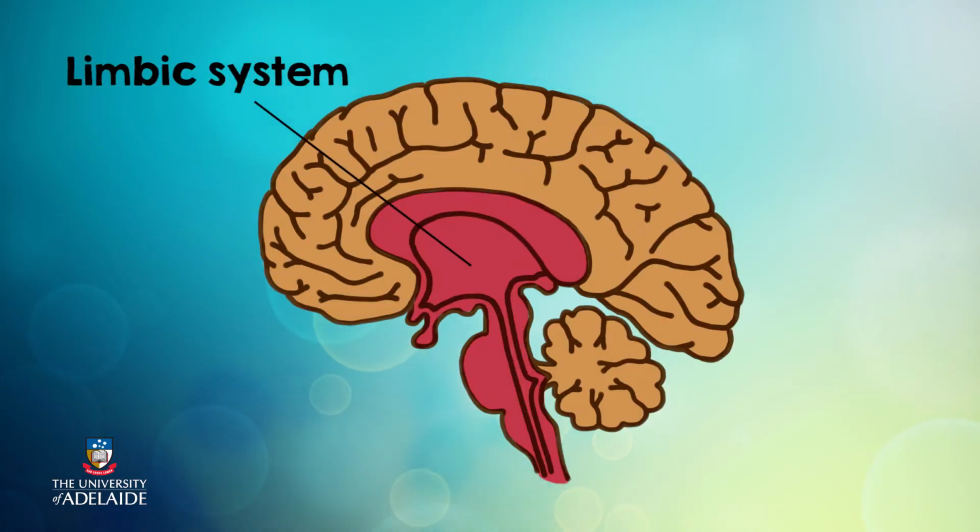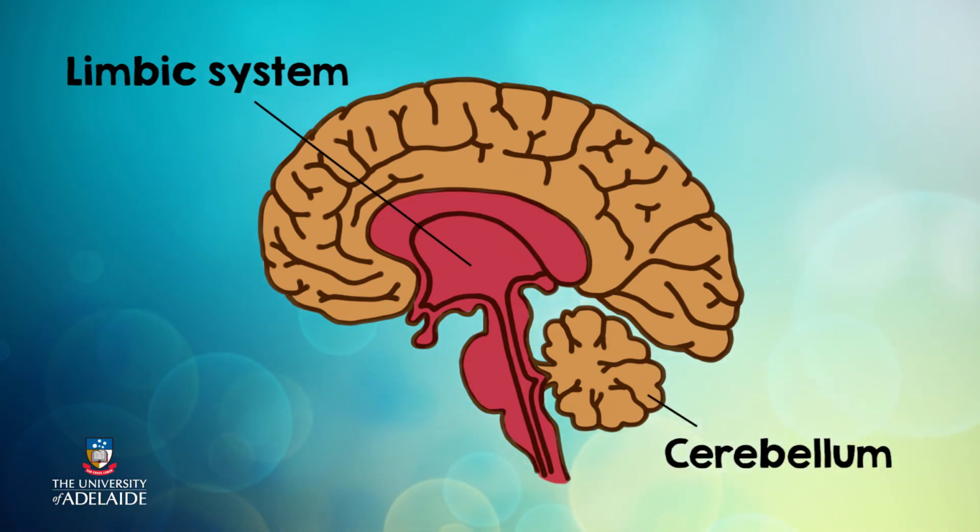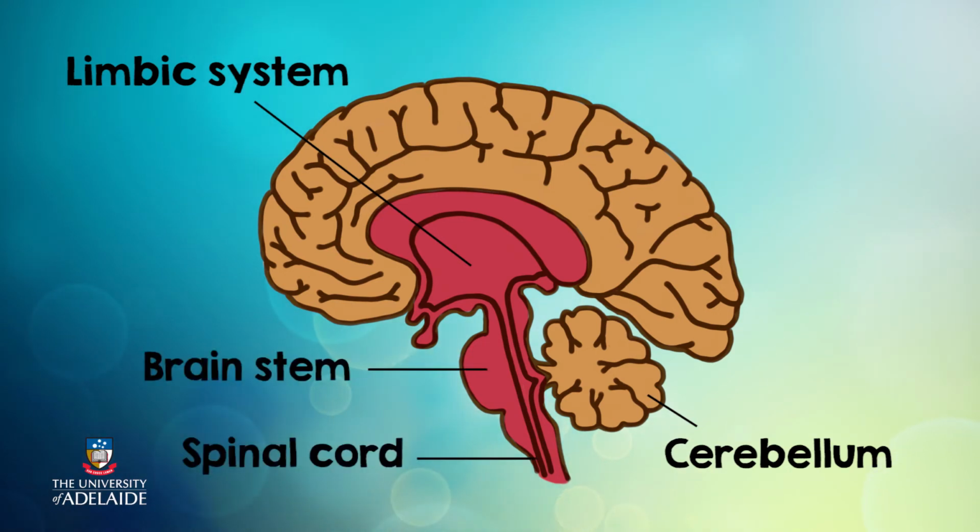The following system is the limbic system, which is important in emotion and memory. The next one is the cerebellum for motor control and motor learning. And the last one, the brainstem and the spinal cord. These are vital for brain communication with the body and the muscles. All these areas need to work together for the brain to function optimally and to respond quickly and accurately to any challenge.